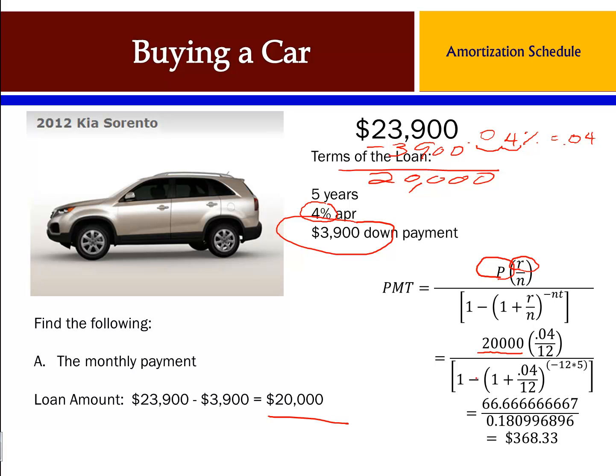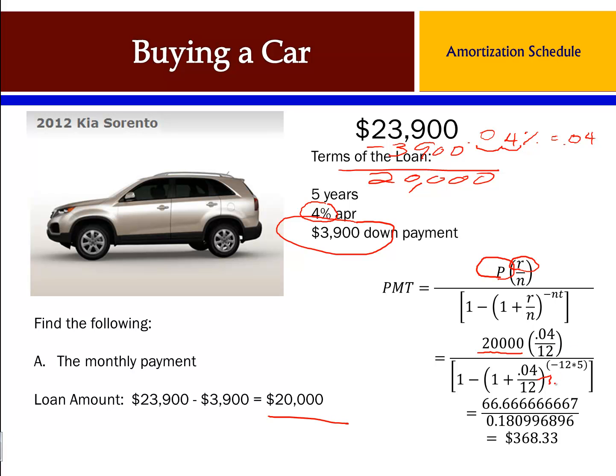In the denominator, we follow the formula 1 minus parentheses 1 plus the rate divided by the number of payments again, and that is all raised to the power of negative N times T, where N is the number of payments in a year and T is the length of the loan, 5 years in this case. So I want to caution you, the multiplication of the numerator is no big deal. You'll get that right, not a problem.